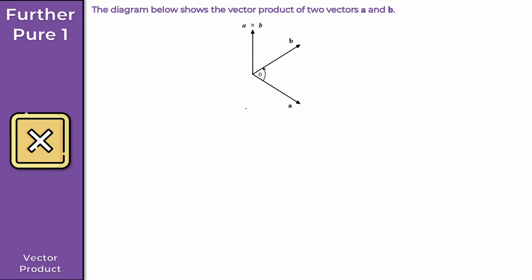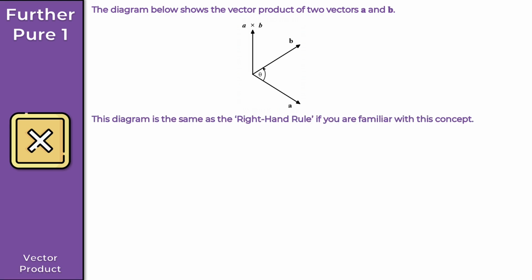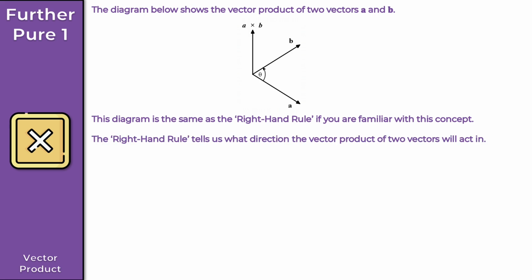As we can see, this diagram shows the vector product of two vectors A and B. We've got the vector A, the vector B, and the angle in between those two vectors, theta, that's acting in this direction, as indicated by the arrow. We've also got this vector here that's acting directly upwards. This vector, acting directly upwards, is the vector product, or the cross product, of these two vectors, A and B. Now this diagram is also the same as the right-hand rule if you are familiar with this concept, but don't worry too much if you haven't come across the right-hand rule before. All it tells us is what direction the vector product of two vectors will act in.